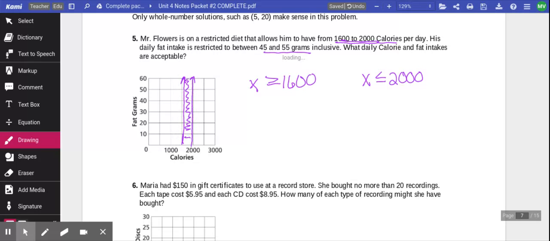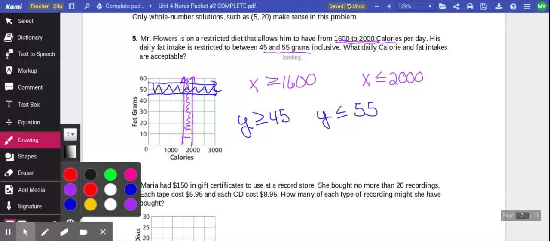So that's his calories. Now, as far as his fat grams, that's y equals. So y needs to be greater than or equal to 45, and y needs to be less than or equal to 55. So 45 is here, 55 is here. So it's this area. So the area that he can actually eat is this right here. That little box is the acceptable range.